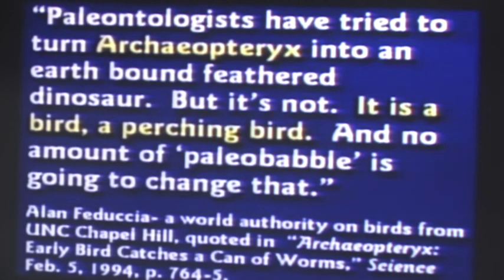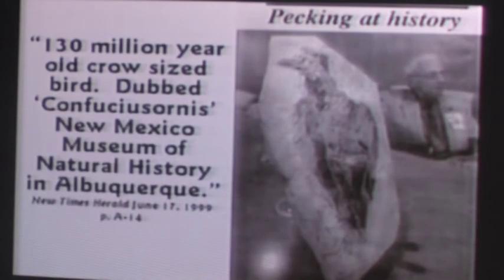Alan Fiducia is considered one of the world's experts on birds. He believes in evolution. University of Chapel Hill, North Carolina. He said, paleontologists have tried to turn Archaeopteryx into an earthbound feathered dinosaur, but it's not. It's a bird, a perching bird, and no amount of paleo-babble is going to change that. It's a bird. By the way, even by their twisted thinking, birds are found in layers lower than Archaeopteryx.